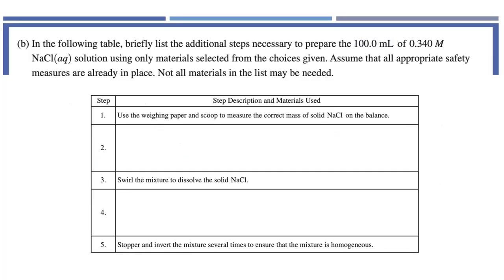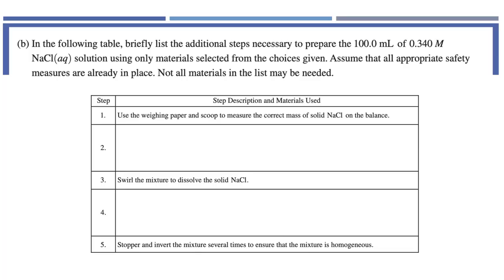Okay, so let's go and look at the table to prepare solutions. Really what we're trying to get at here with this question is, do you know how to prepare a solution? Step 1, we were told to use the weighing paper and scoop to measure the correct mass of solid NaCl on the balance. We already know how much that is. What's the next thing we should do?